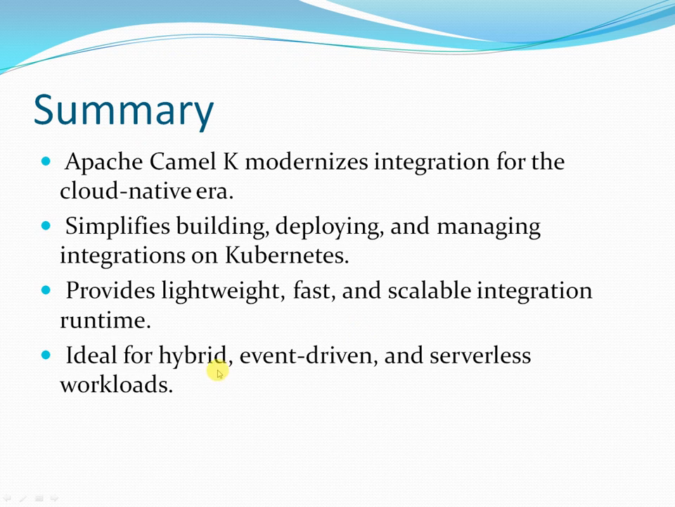So we are at the end of this video. So we are giving a summary. Apache Camel K modernizes the integration for the cloud native era. It simplifies building, deploying, and managing integration on Kubernetes with the operator model. It provides a lightweight, fast, and scalable integration runtime. It's ideal for hybrid, event-driven, and serverless workloads.